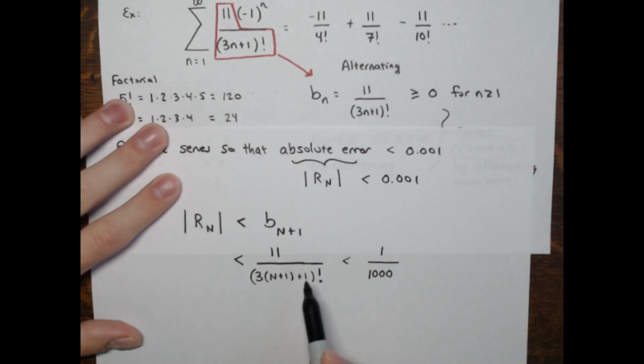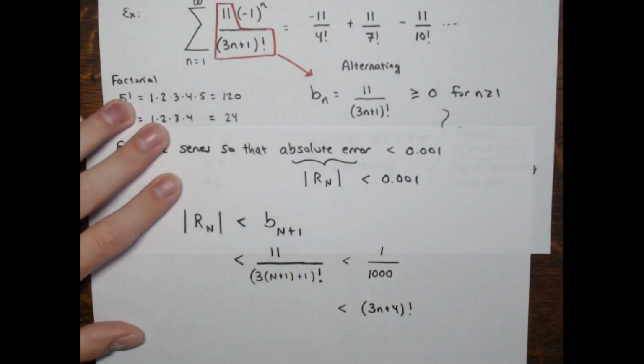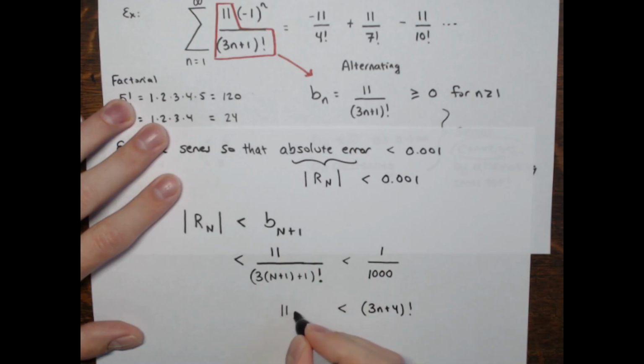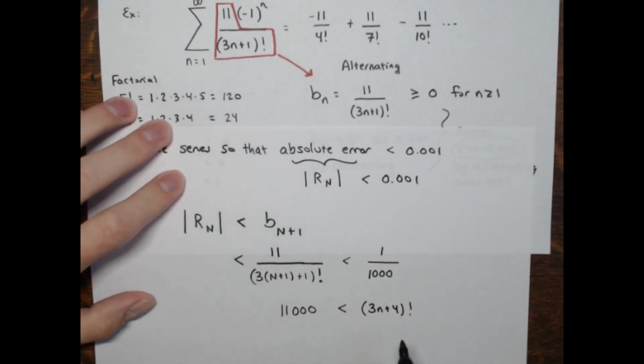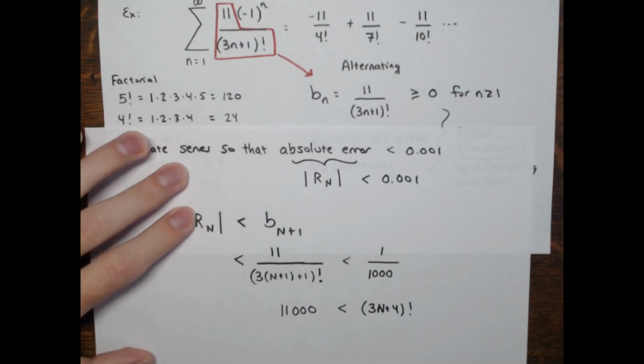Now, if you do some little manipulation here, now this is 3N plus 3 plus 1, so this is 3N plus 4 factorial. I'm going to multiply that over here and then multiply by 1,000. So I multiply by this, get 3N plus 4 factorial in the numerator there, and then multiply by 1,000. When is this greater than 11,000? Sorry, this should be capital N. So 3 capital N plus 4 factorial. When is that greater than 11,000?